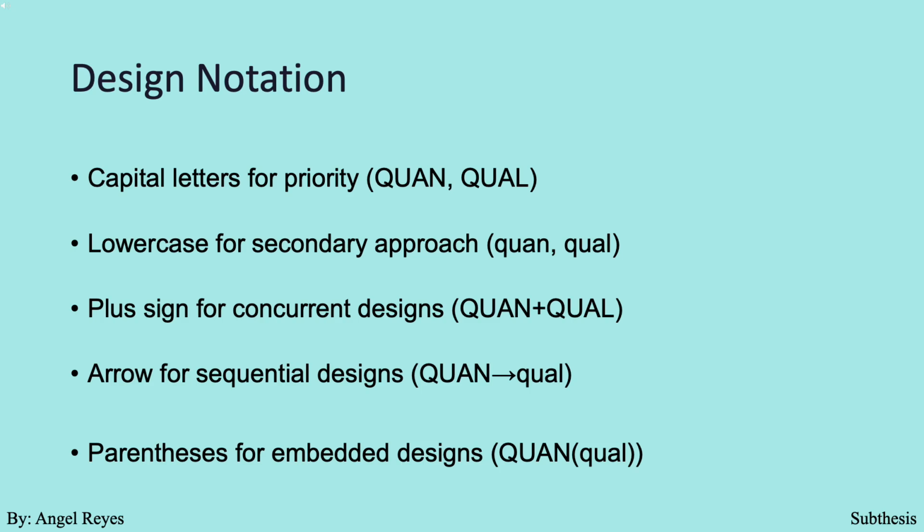A plus sign indicates a concurrent design where both methods are used simultaneously, QUAN plus QUAL, while an arrow, right arrow, signals a sequential design, such as quantitative followed by qualitative, QUAN right arrow QUAL. Parentheses are used in embedded designs where one method is nested within another, for instance, QUAN-QUAL, where qualitative data play a supplementary role.